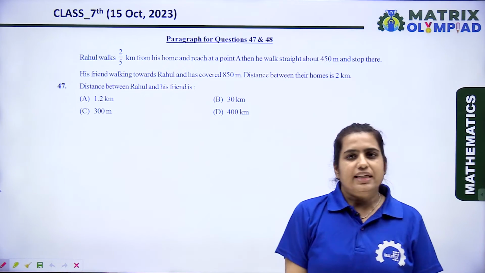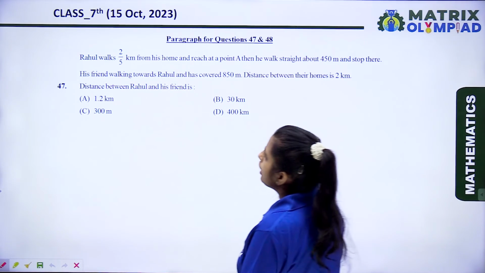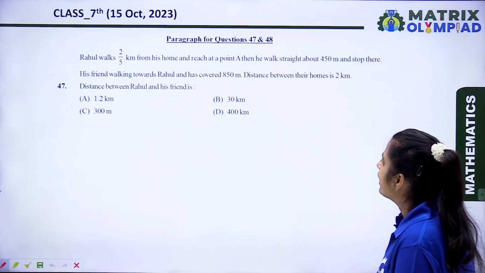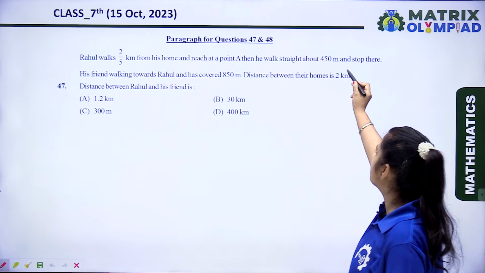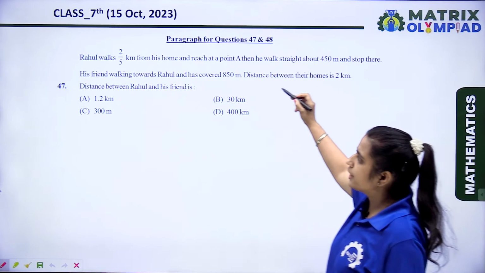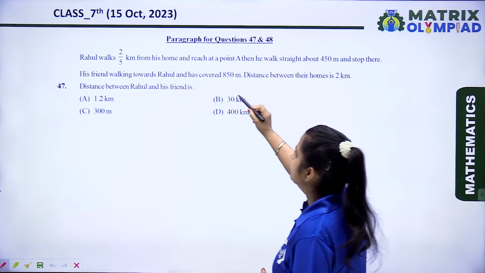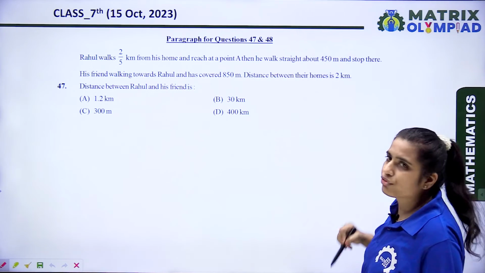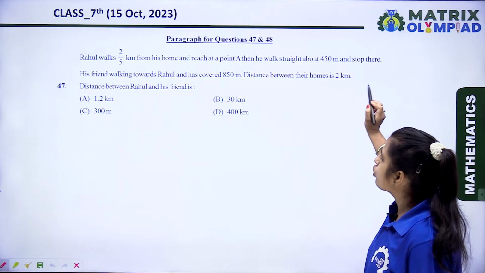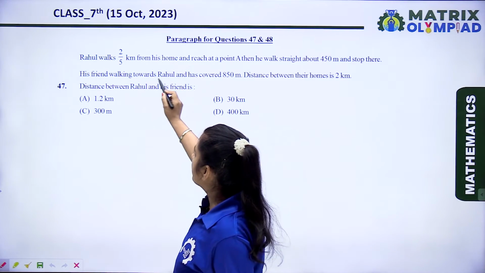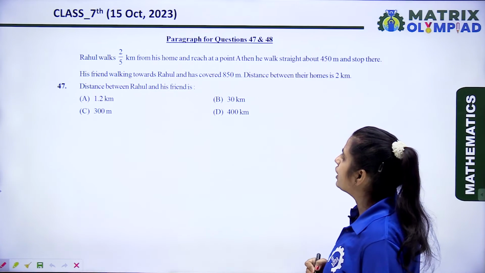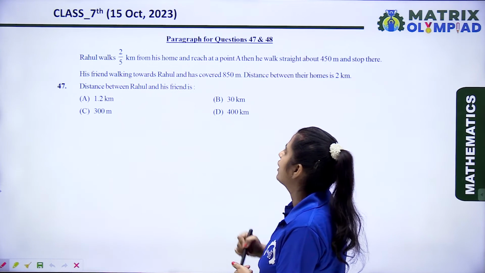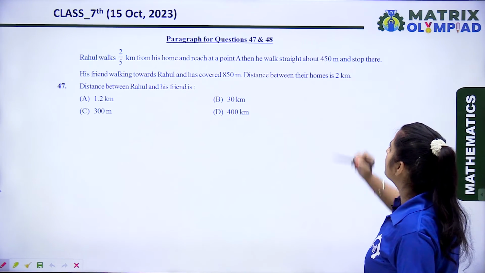Now here question number 47 is based on the paragraph. So here the paragraph is: Rahul walks 2/5 km from his home and reaches a point A. Then he walks straight about 450 meter and stops there. His friend walks towards Rahul and has covered 850 meters. Rahul's friend is moving toward Rahul and has covered a distance of 850 meters. The distance between their homes is 2 kilometer.